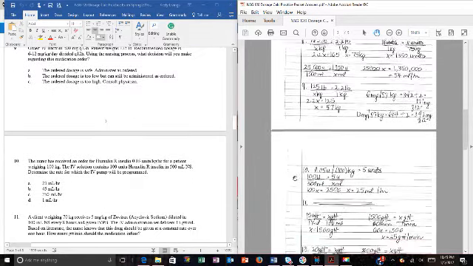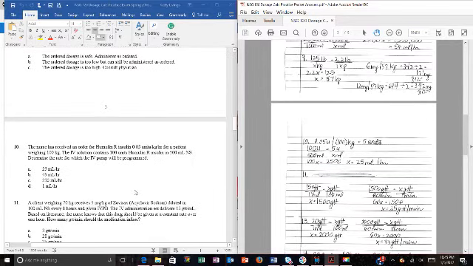Number 10. The nurse has received an order for Humulin R insulin 0.05 units per kilogram per hour for a patient weighing 100 kilograms. The IV solution contains 100 units Humulin R insulin and 500 milliliters of normal saline. Determine the rate for which the IV pump will be programmed. Okay, this is similar to what we did before. We're trying to figure out, based on my patient's weight, how much solution they should be given.